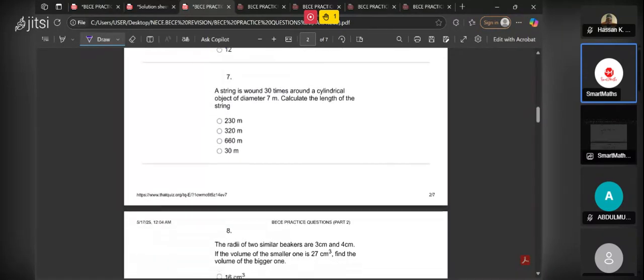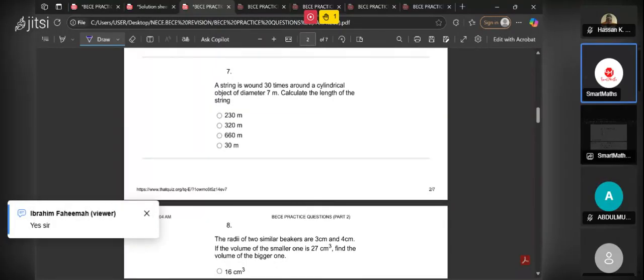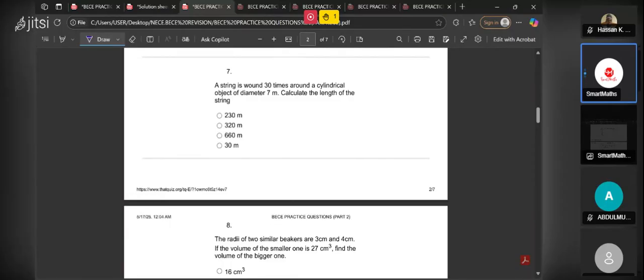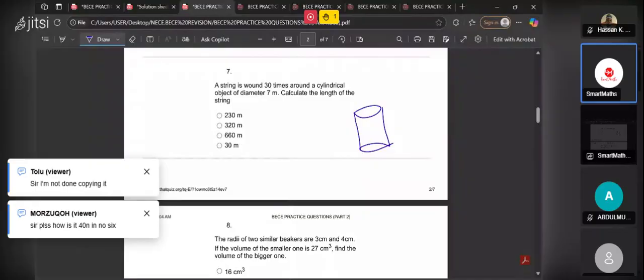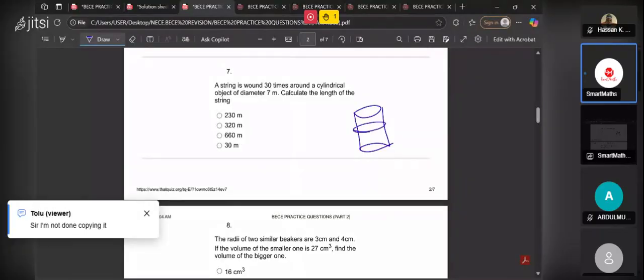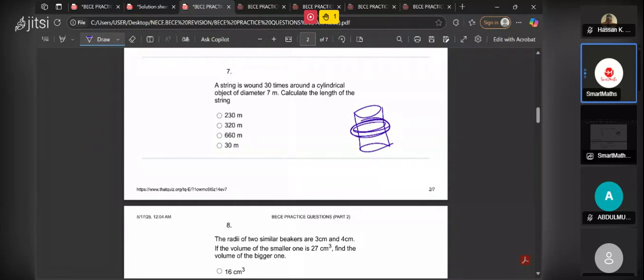Question 7. A string is wound 30 times around a cylindrical object of diameter 7 meters. Calculate the length of the string. So we have a cylindrical object like this. You are now rolling a rope to surround it 30 times. So which means you need to calculate the circumference of this circle.